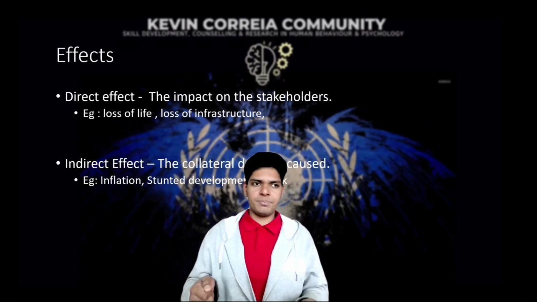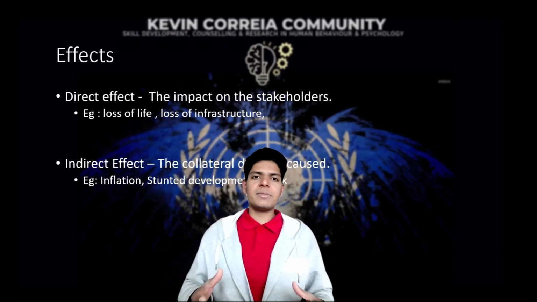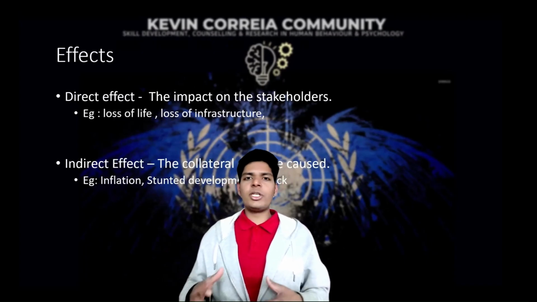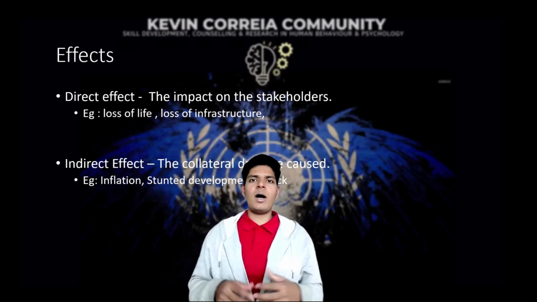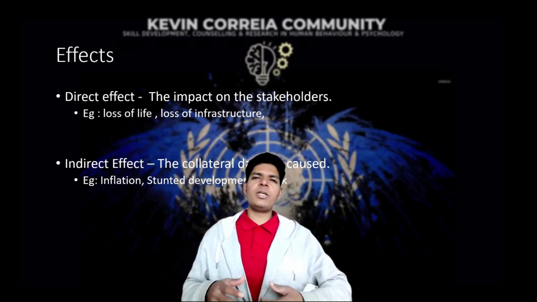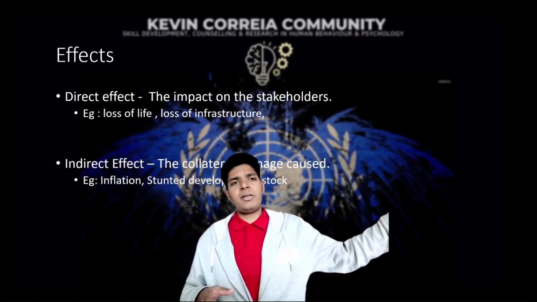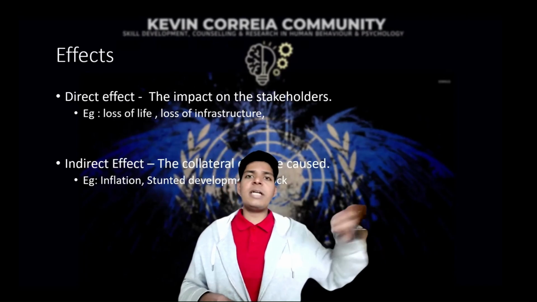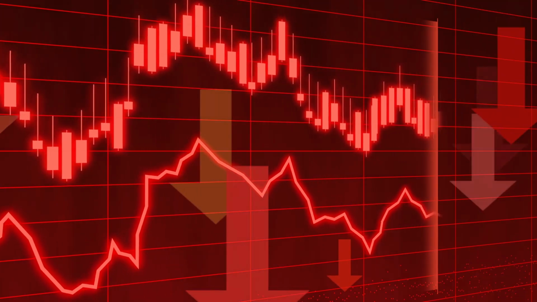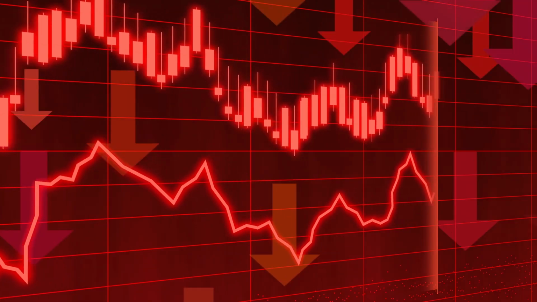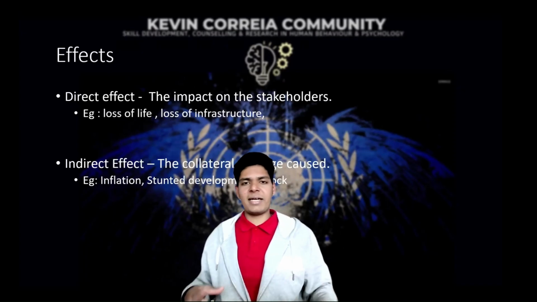Next comes your indirect effects. Indirect effects are basically collateral damage. Usually, countries that are not direct stakeholders in the problem become part of this indirect effect. That is usually inflation, or stunted development because they were in trade terms with that particular nation. So the development has stopped because that nation went into war and conflict. The stock market prices have changed, the prices of commodities outside have changed, the availability of material has changed. So all this becomes indirect effects.